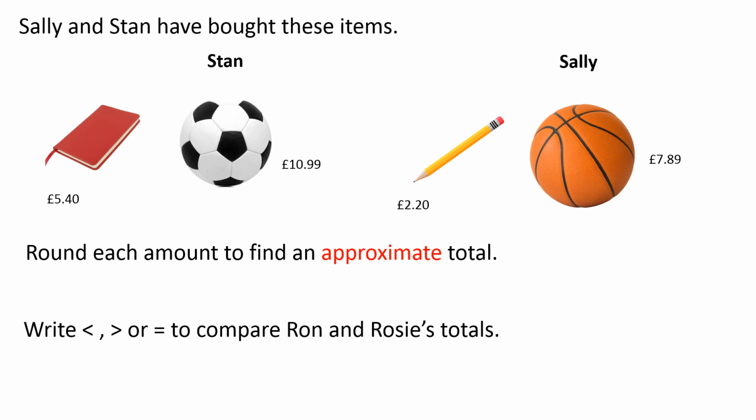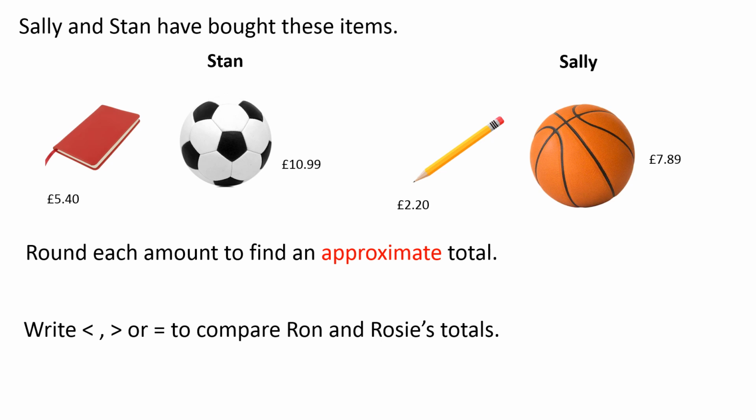Now let's read this question together. Sally and Stan have bought these items. So Stan has bought this notebook for £5.40 and this football for £10.99. And Sally's bought this pencil for £2.20 and this basketball for £7.89. Now we're going to be rounding each amount to find an approximate total. So we've just been rounding, and approximate means that it's not 100% correct, it's just approximately how much something would cost based on the facts that we have over here. So based on these money amounts, when we round it, we'll have an approximate total.